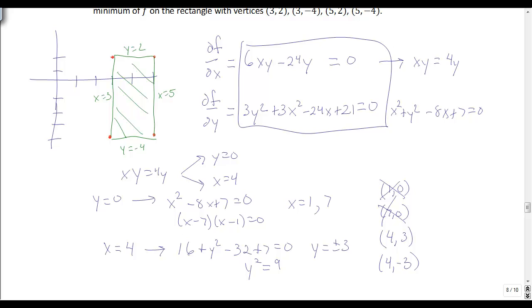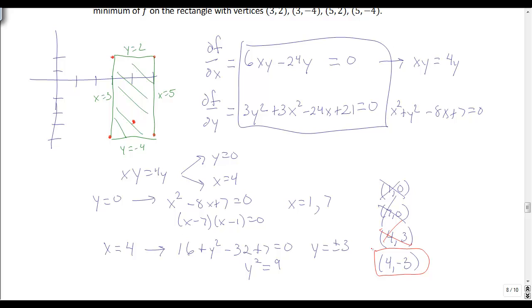Now if you look at your graph of this rectangle, 1, 2, 3, 4, if I go up to 3, that's outside of the rectangle. So we don't care about (4, 3). But (4, negative 3) is something like right here. That's really the critical point we want to be concerned about.